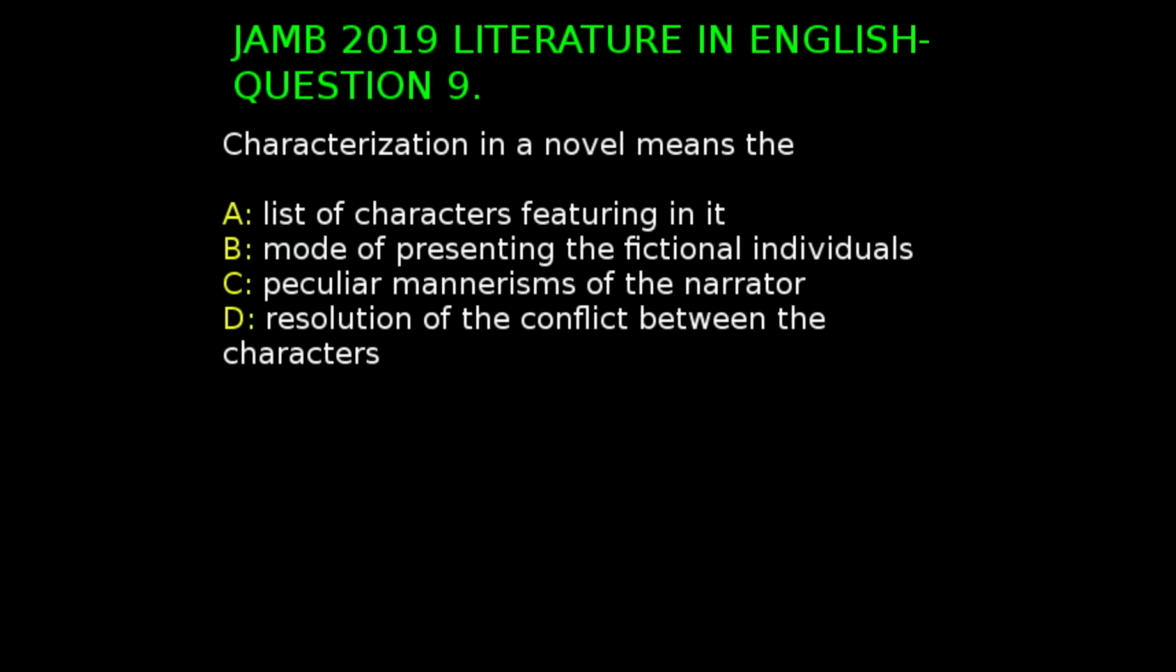Characterization can be defined as the way, mode, or method that a writer makes the characters in a book seem real. Having defined what characterization is, it is then easy to pick out the correct answer. The correct answer, therefore, is option B, which is the mode of presenting the fictional characters. Please note that characterization is not the list of characters, that is the cast, or the peculiar mannerisms of the narrator, or the resolution of the conflict between the characters. It is the mode or method or the way that a writer makes the characters in a book seem real by presenting their various personalities.